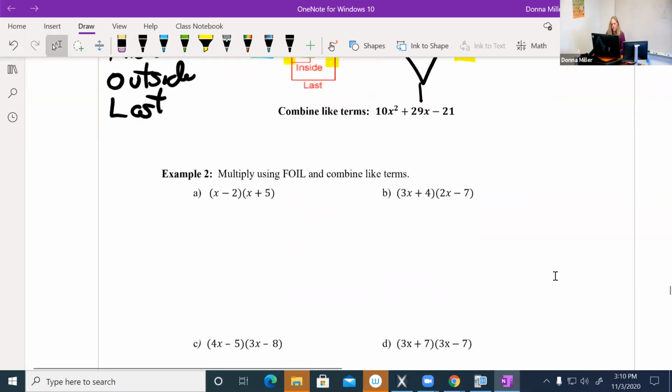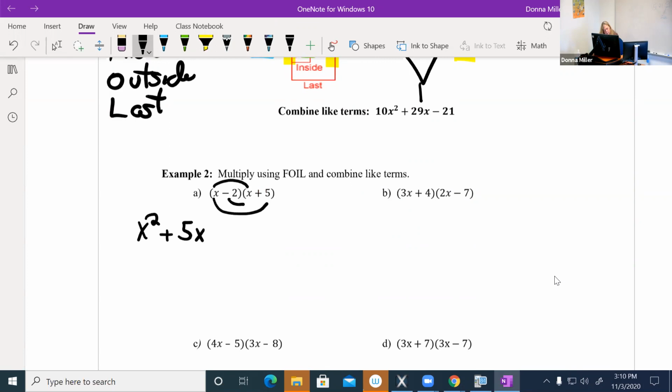So we're going to do a few of them. So we're going to do FOIL. So first thing I'm going to do, I'm going to multiply the first. So x times x is x squared. Outsides, 5 times x, 5x. Insides, -2 times x is -2x. And last, -2 times 5 is -10.